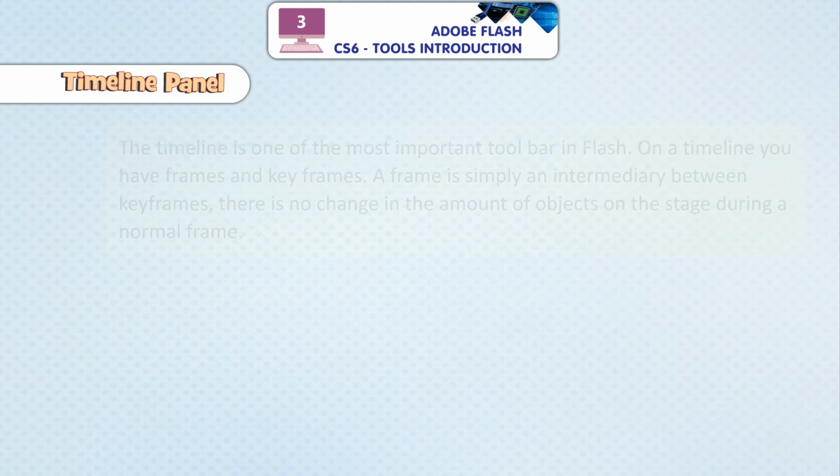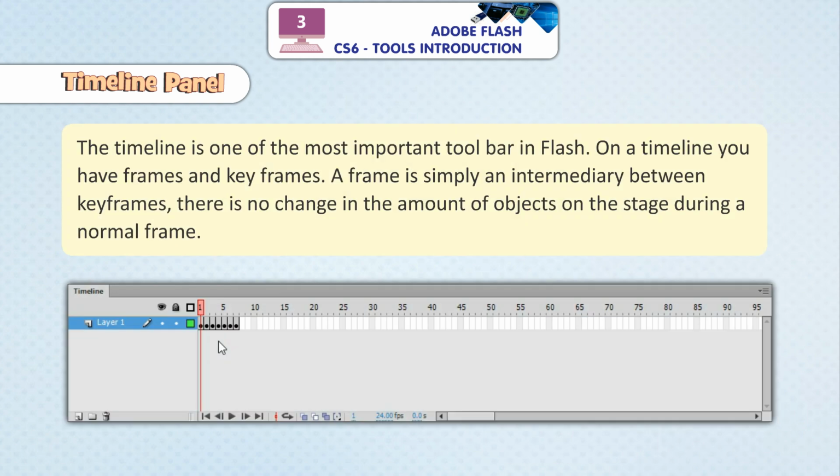Timeline panel. The timeline is one of the most important toolbars in Flash. On a timeline, you have frames and keyframes. A frame is simply an intermediary between keyframes. There is no change in the amount of objects on the stage during a normal frame.